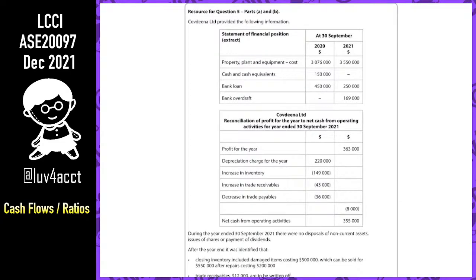The company provides the following information: property, plant and equipment, open and closing balance, cash and cash equivalent from positive to overdraft. You can see it here. Positive to overdraft. And then you have repayment of bank loan, that is 200,000. We can also take a look at the cash and cash equivalent from 150,000 to 169 overdraft. That is a decrease of 319,000.